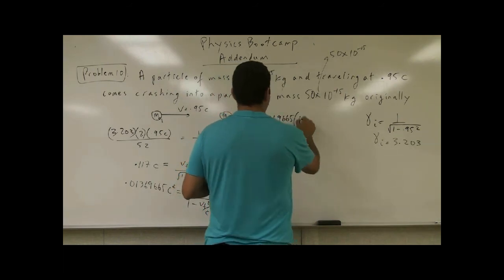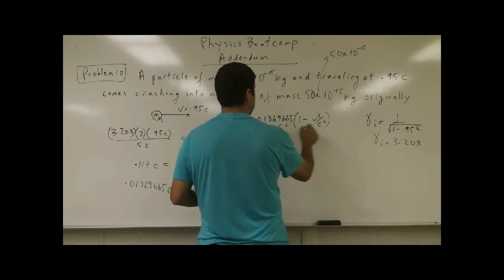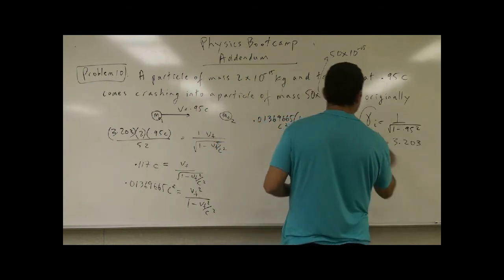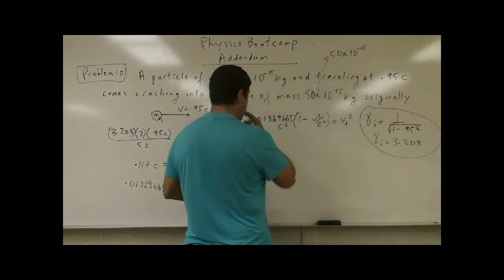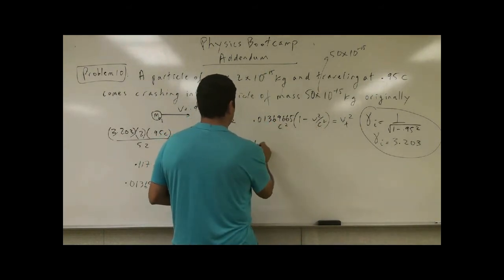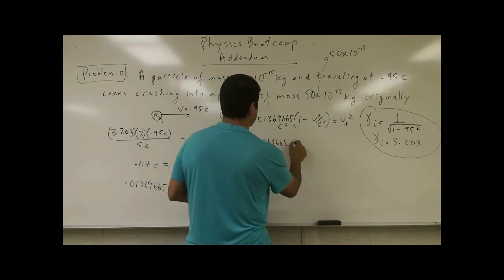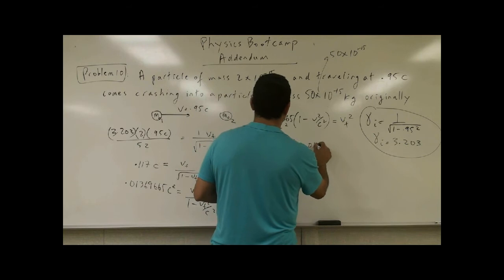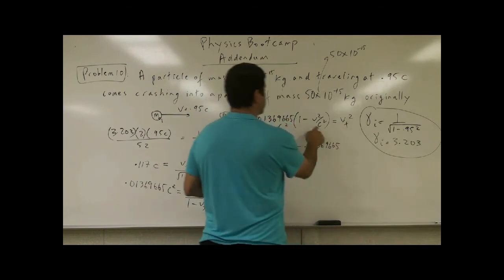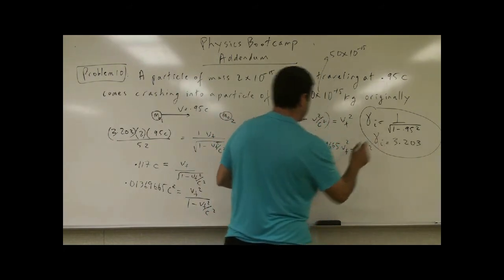0.01369665, 1 minus v squared over c squared, and then there's a c squared here, and that's equal to v final squared. Okay? Then I'll distribute this in, and I'll have 0.01369665 c squared minus 0.01369665, and then the c squared will cancel the c squared. V final squared is equal to v final squared.